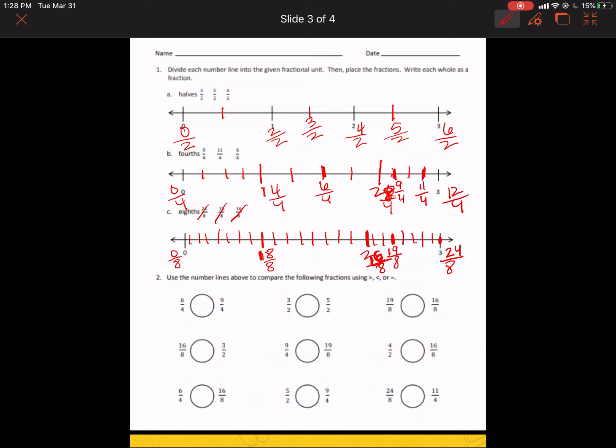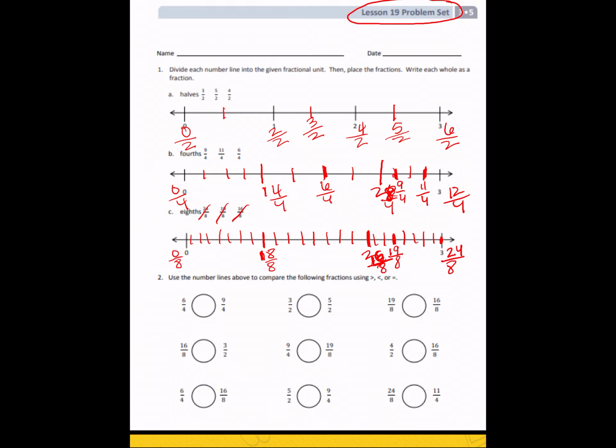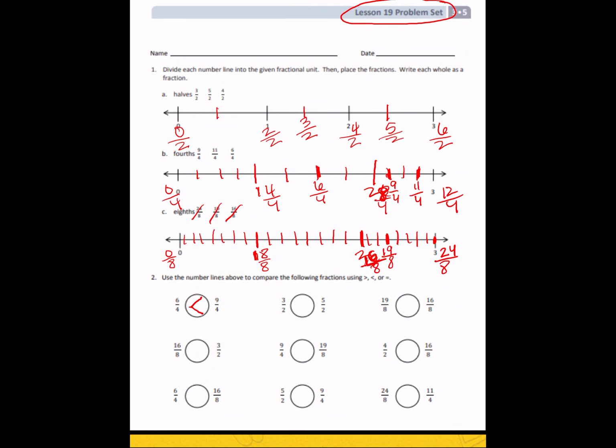6 fourths and 4 fourths. Let's see. Or 6 fourths and 9 fourths. So I'm going to go to my fourths, 6 fourths and 9 fourths. 6 fourths is less than 9 fourths because it is closer to the 0. It's to the left of 9 fourths. That means it's less than.